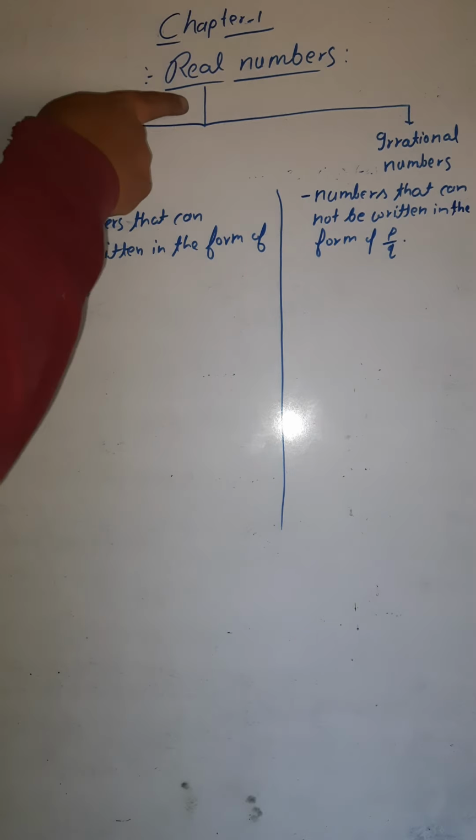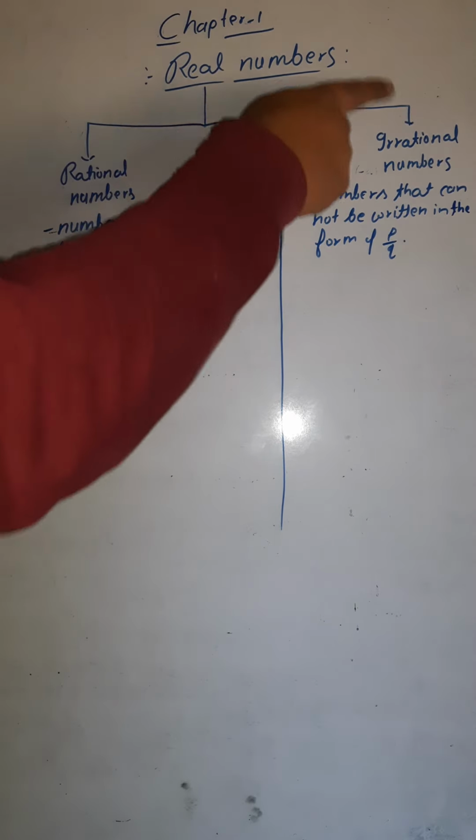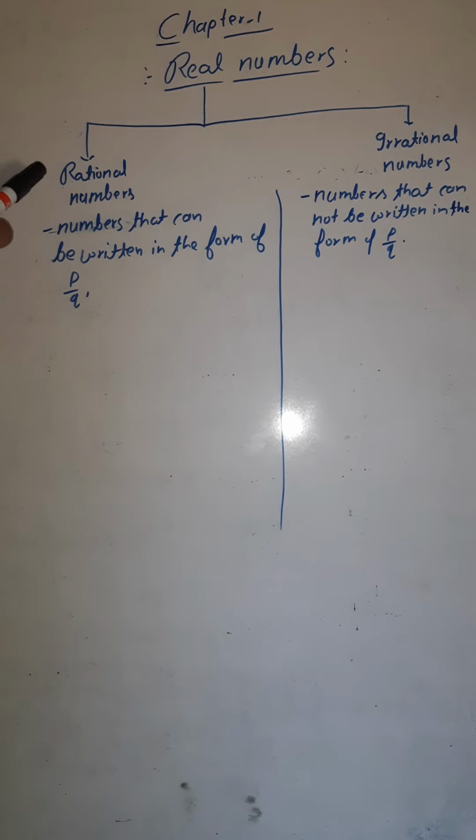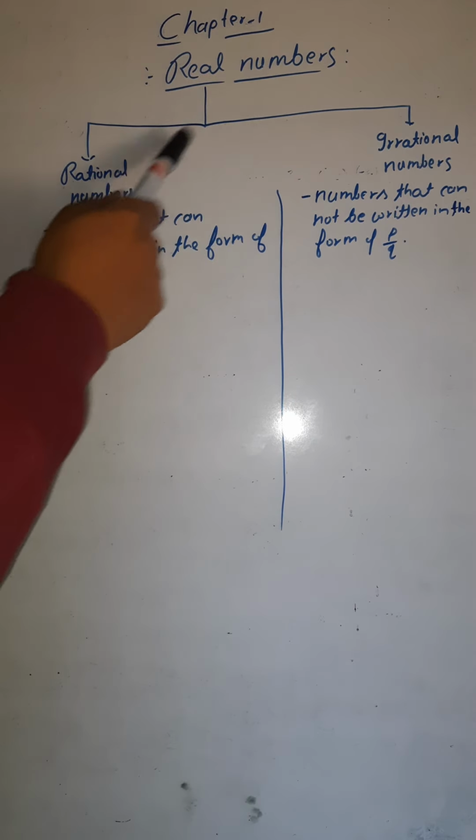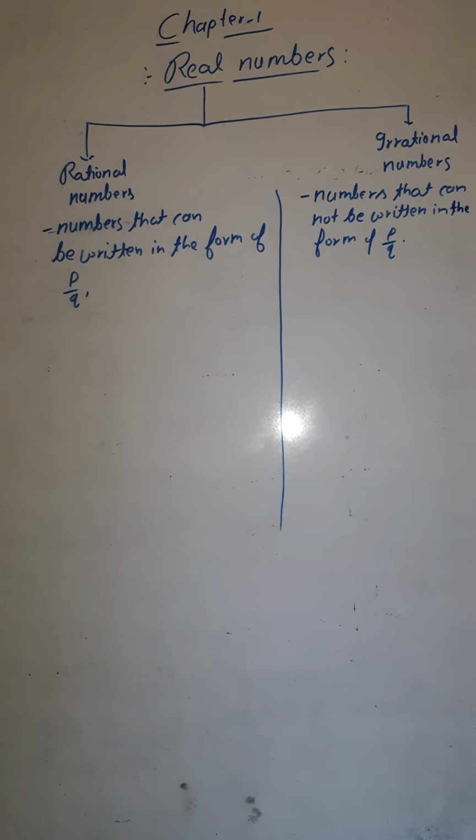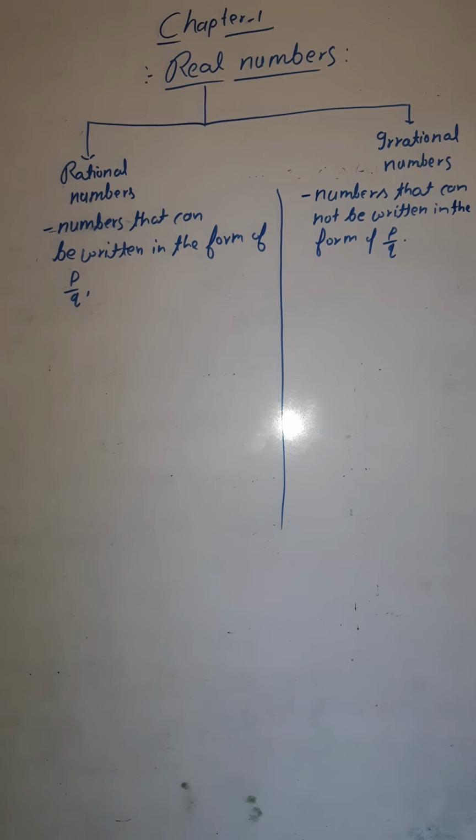If you see, the real numbers can be divided into two parts. First is rational numbers and second are irrational numbers. Rational numbers and irrational numbers, both combining together, form the real numbers.